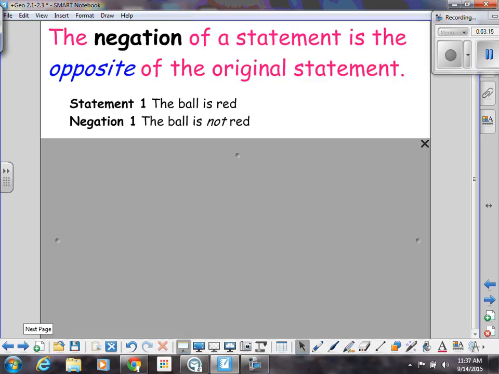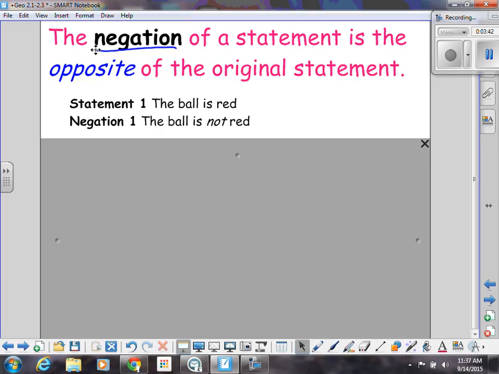Okay, the negation is a new thing. I need you to write that down. The negation of a statement is the opposite of the original statement. So think of negation, the word negation, as the negative. All right? This kind of sounds like negative, right? Negation, negative. It's the opposite. So for example, if I say the ball is red, then the negation of that is the ball is not red.